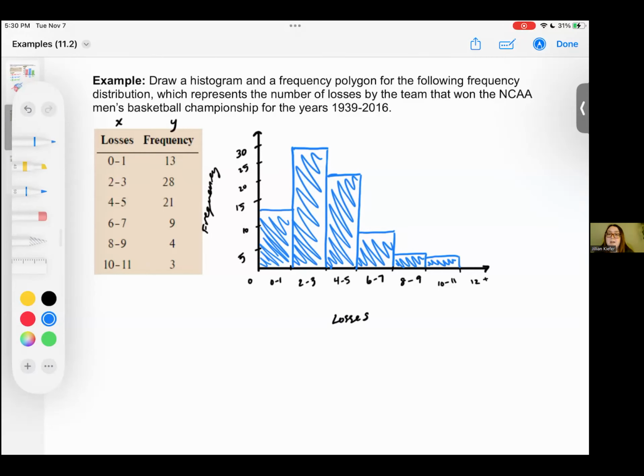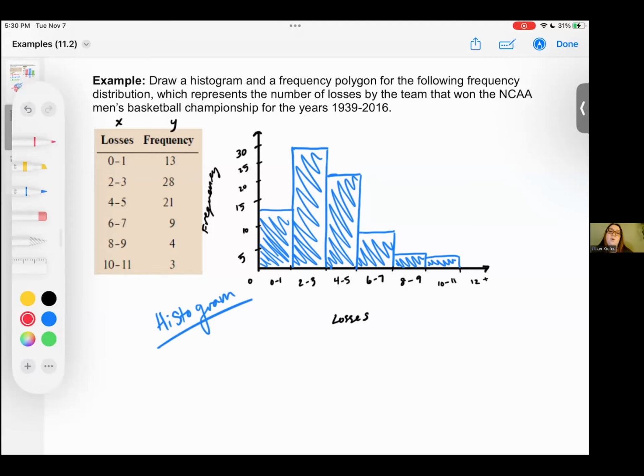And so there would be our histogram. So we have the number of losses there along the x-axis, so our class limits, and then we have the frequency along the y-axis. So this is our histogram here. So we'll say histogram down here.